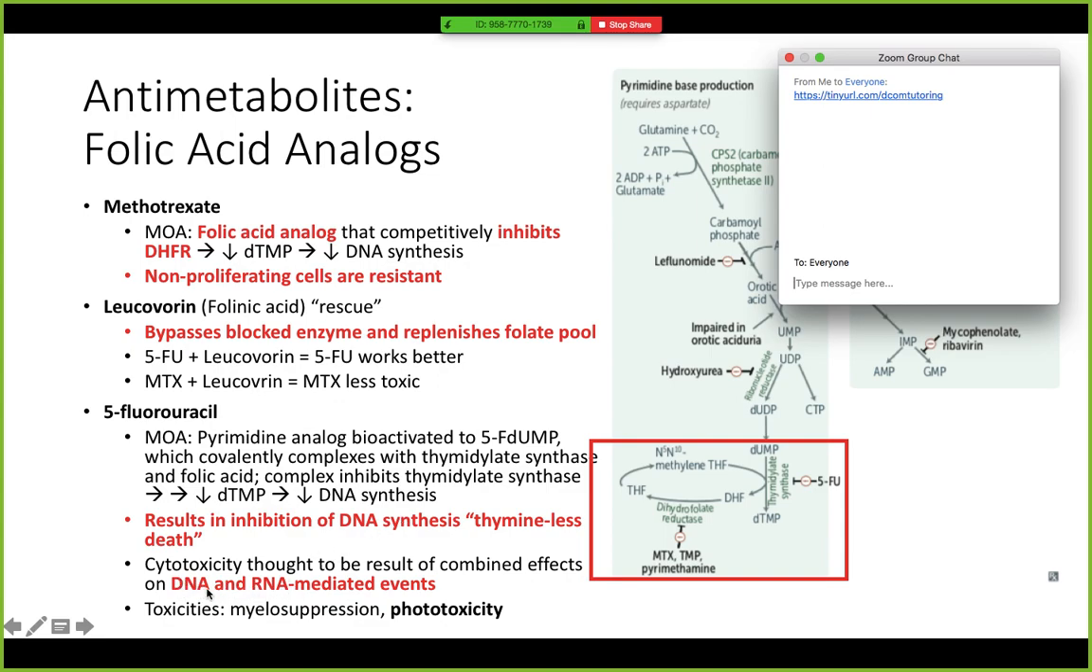She also mentioned that the cytotoxicity is thought to be the result of combined effects on DNA and RNA mediated events. Not really sure how important that is. Definitely the thymineless death, though. And then one of the major toxicities from 5-FU that I wanted to remind you of was phototoxicity. If you remember your mnemonic, the sun fries at 5. That should help you remember that 5-FU is one of those phototoxic drugs.